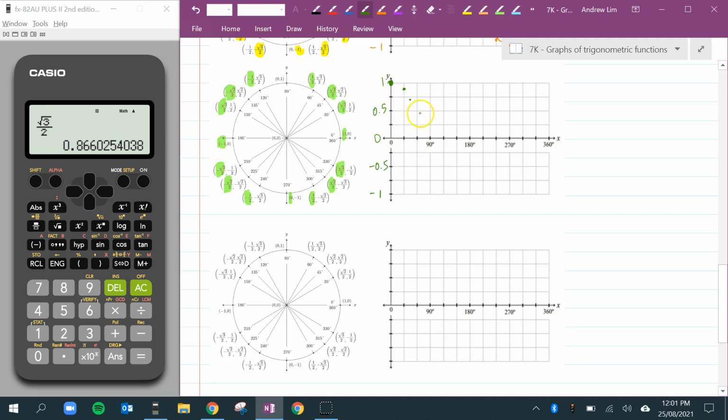Cosine of 60 is half, and cosine of 90 is 0. I forgot to highlight that. Okay, now that I've done that, I'll get you to pause the video and have a go at completing the rest of this cosine curve.